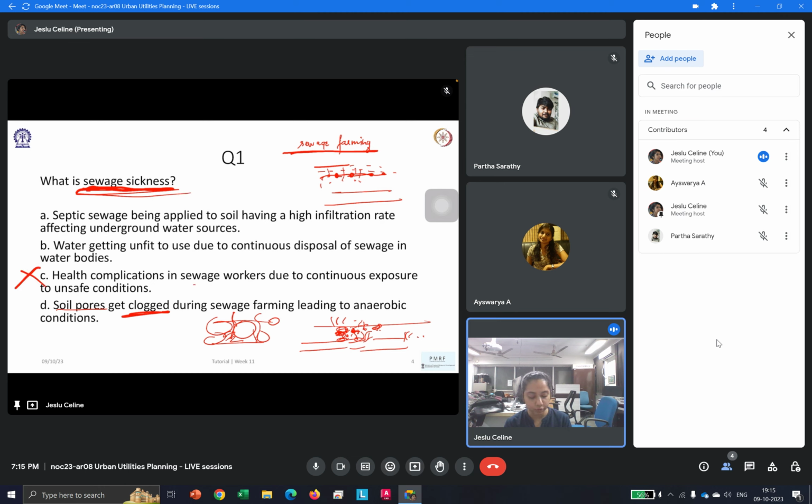And water getting unfit to use due to continuous disposal of sewage in water bodies. Again, this is water contamination, or water pollution. This is not sewage sickness. And septic sewage being applied to soil, having high infiltration rate, affecting underground water. So this is pollution of the underground water sources, and this is pollution of the surface water sources. These both mainly talk about water contamination or water pollution. And this one again is to confuse you. So option D is the answer, where soil pores get clogged during sewage farming, which leads to anaerobic conditions.